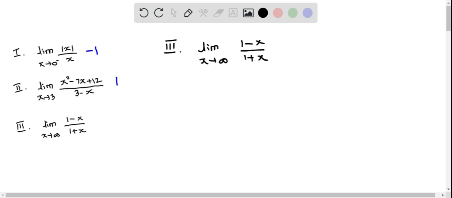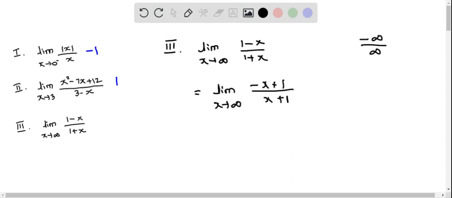We now evaluate this third limit. So we have the limit as x approaches infinity of 1 minus x over 1 plus x. If you do the direct substitution, the numerator will become negative infinity over positive infinity. This is an indeterminate form, so we cannot use the direct substitution. And I'm going to rewrite this in a different form, that is, the limit as x approaches infinity of negative x plus 1 over x plus 1. This is just a different form of the same expression.